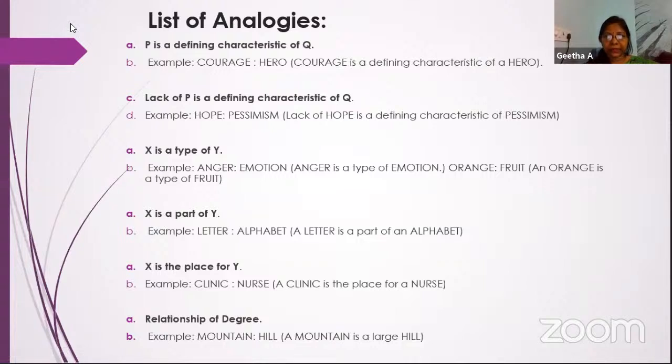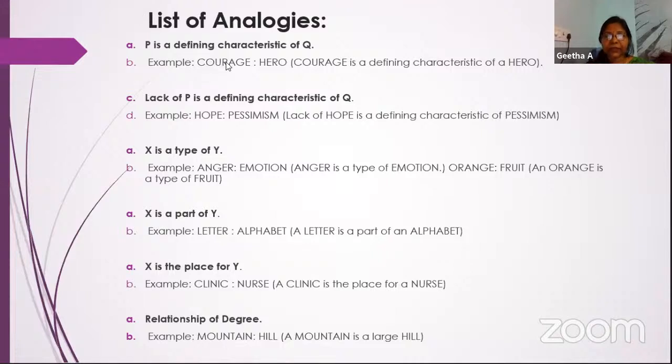Usually it's like this. Suppose P is a word and Q is a word. P will be a defining characteristic of Q. For example, courage and hero. Courage is a defining characteristic of a hero. So once they give courage and hero, we find the relationship between them. They may give another two blanks with choices, and you will have to find another set of words which has the same relationship as these two. I hope I'm clear, right?